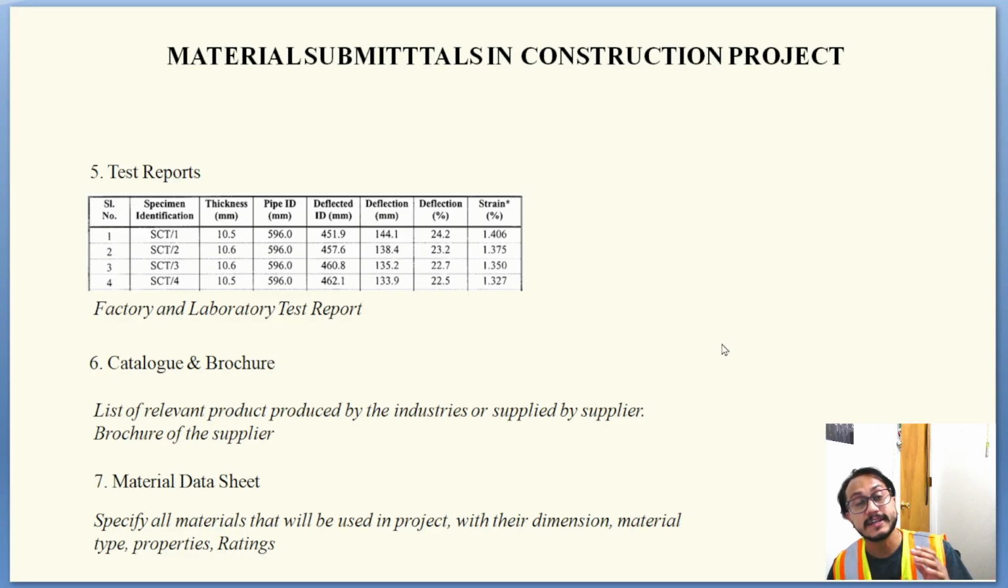The material data set contains the information of only those materials that are used in this project. So maybe if you are using 10 different types of materials, meaning 10 different items from the BOQ, you need to provide the information for all those 10 different materials. That could be the dimensions of the pipes, what material is to be used, the abrasion resistance of this pipe, the strength of this pipe. Those properties of the material have to be included in this material submittal.